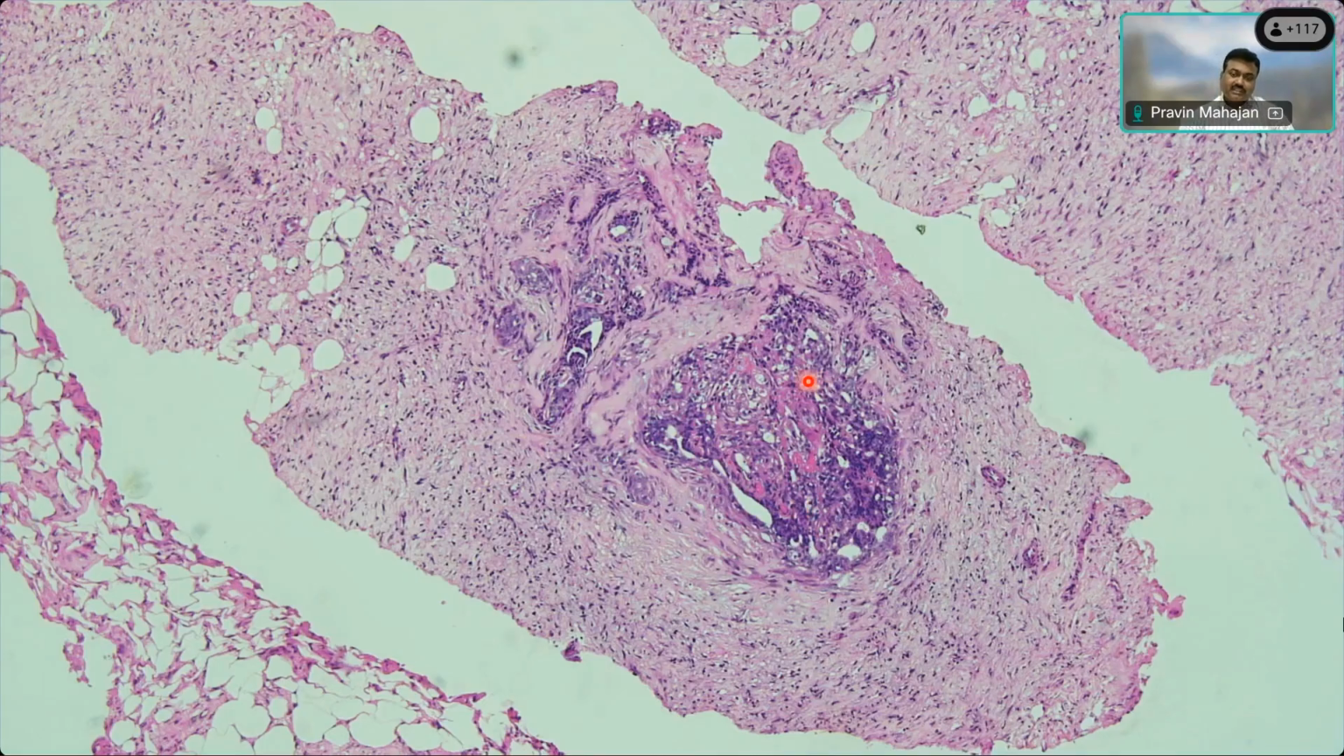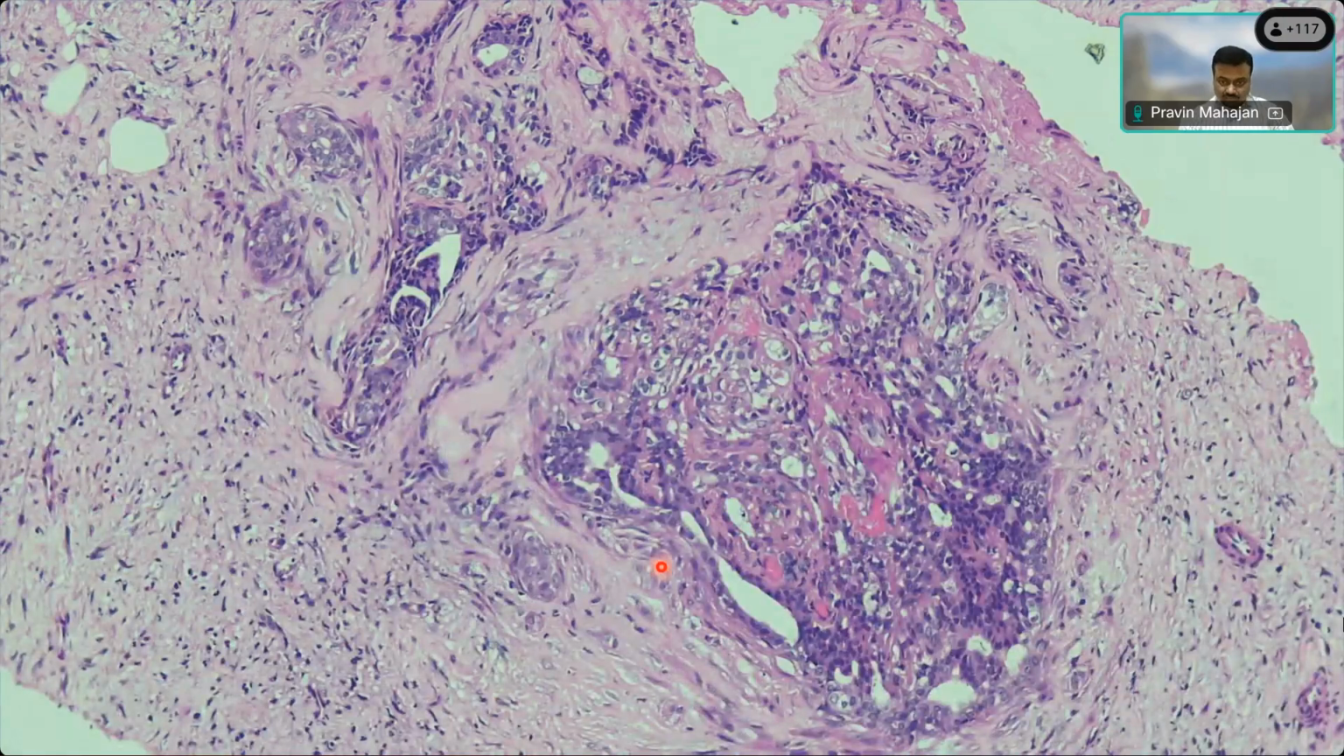Here the cells are very haphazardly arranged, and there is some sclerosis, and the cells don't look similar to each other. So this is unlikely to be DCIS. It may be something like an intraductal papillary lesion which has sclerosis. That's what I feel, because this entire thing looks like the same thing, although here you see more of a ductal proliferation. Okay, high power. Sorry, high power is there.